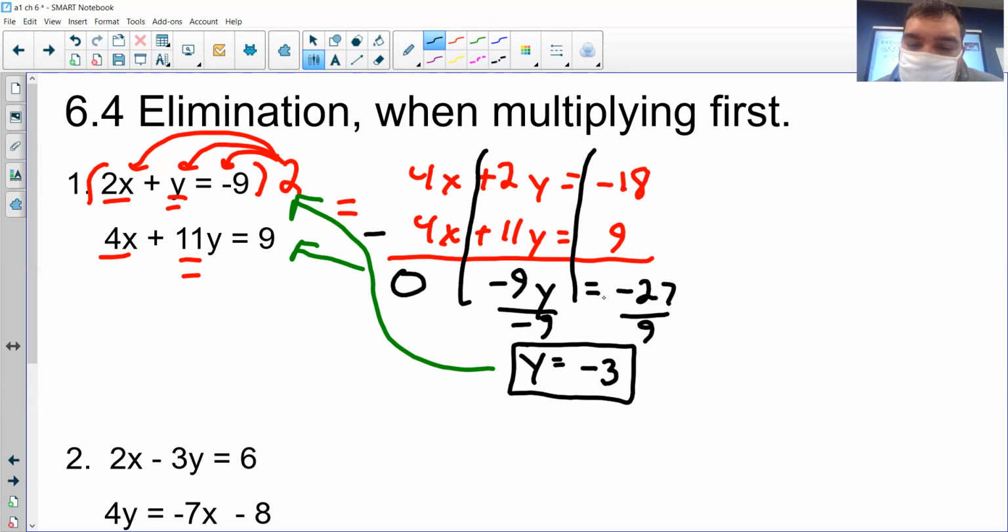The way I do it where I make it a -2, I got y equals +3. Oh, I made a mistake because it's negative 27 divided by negative 9, so it's positive 3. You're right, Shay.